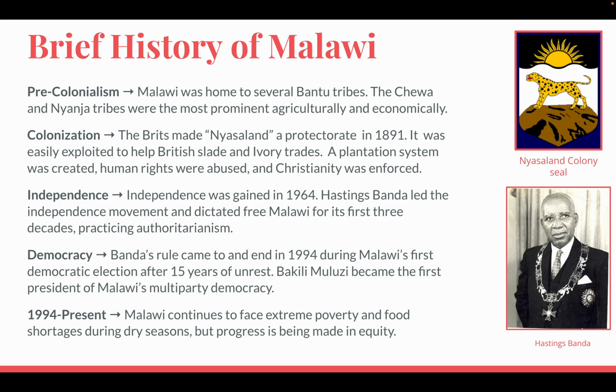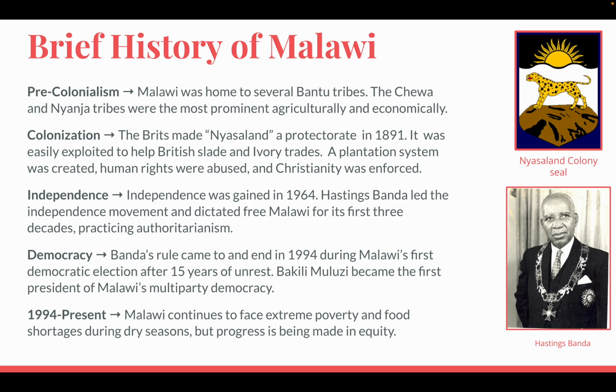And the British specifically wanted to colonize Malawi and make it a protectorate because it would be a very helpful location for slave trade and ivory trades. A plantation system was created in the protectorate of Nyasaland. Human rights were abused, and Christianity was not only introduced but enforced. And it stood this way until 1964, when Hastings Banda led an independence movement and gained independence from Britain.